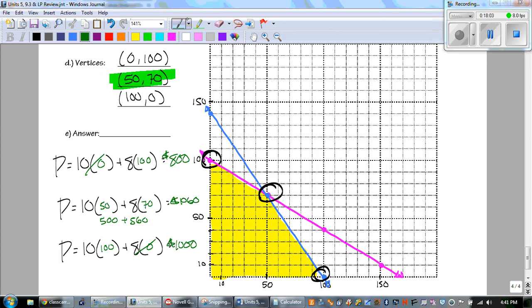Okay, so the winner chicken dinner, once again, is the 50/70. So, and remember, we need to write what that is. So the 50 was our X, so that's 50 refrigerators. Okay, refrigerators. And the 70 television sets.